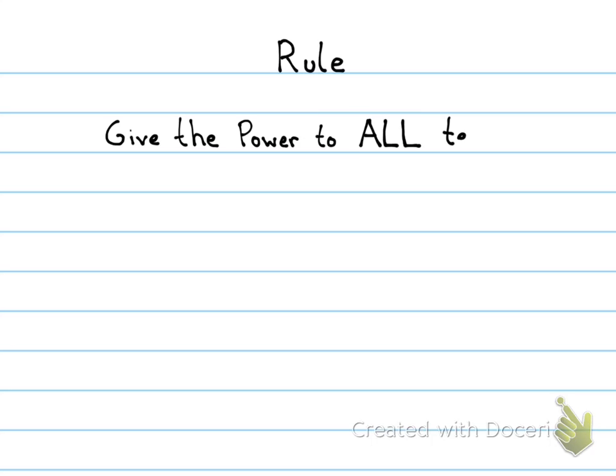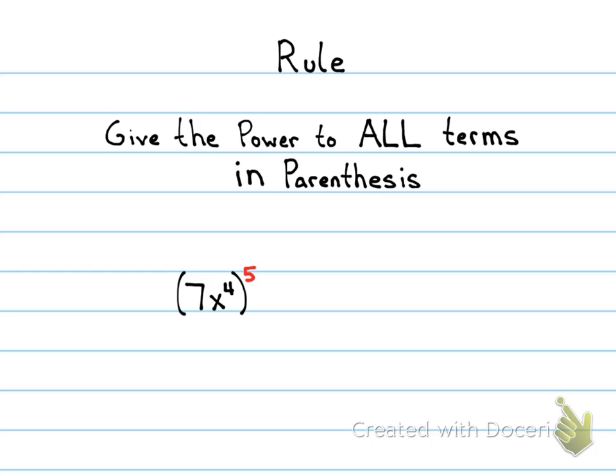Well, our rule, if we want to shortcut this, is we're going to give the power to all terms in parentheses, because in this example I'm doing 7x to the 4th 5 times. So I'm going to have 7 to the 5th power, and then x to the 4th to the 5th power. I'm going to be doing each of those 5 times, and so we're just going to simplify this x to the 4th to the 5th, which will give me 7 to the 5th, x to the 20th. Make sure you understand this rule, because this will really help you out and make your life easy.